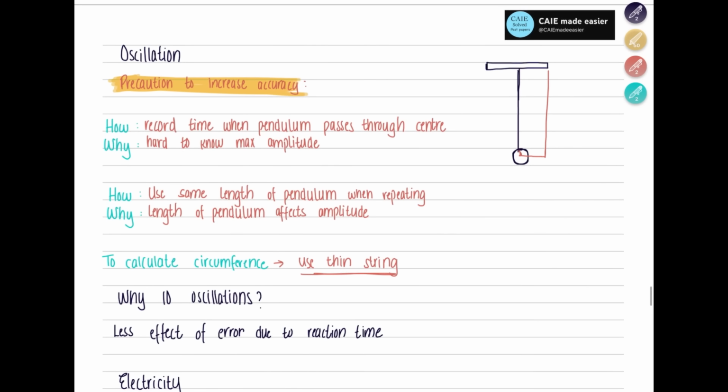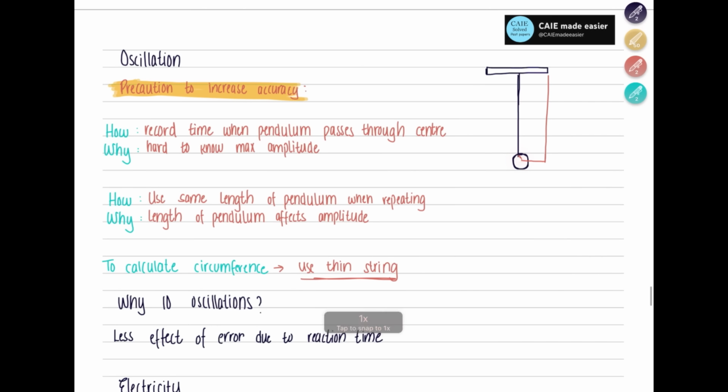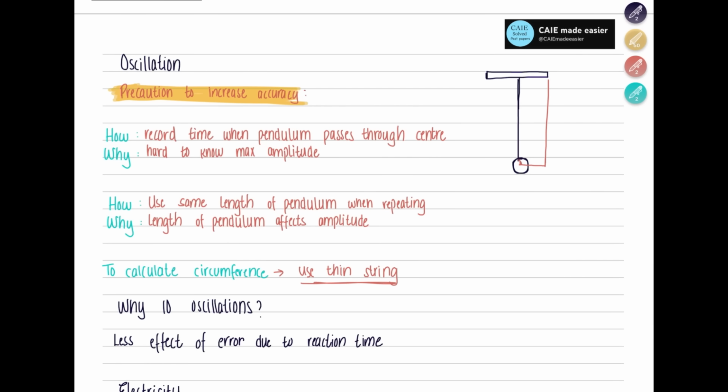Now, most of the time in the experiment, you don't measure the time for the ball to come back once, but you do it after 10 oscillations. Why? Because this reduces the effect of error due to reaction time. In one oscillation, the time is so short that there will be some error due to the reaction time.